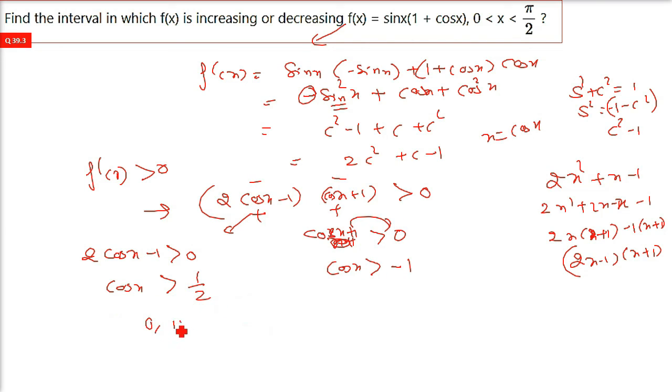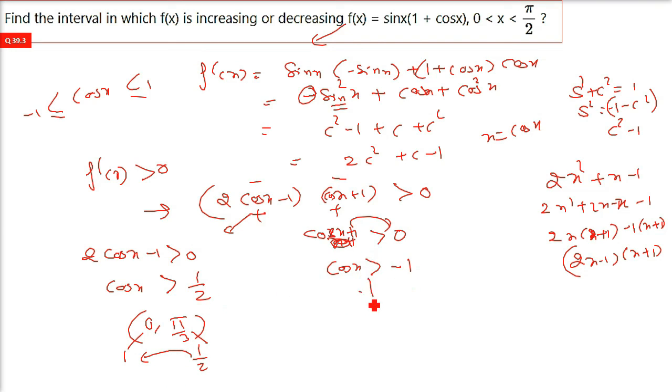Cos x value varies from where to where? It is minus 1 to 1. So if it is greater than half, it has to go from half to 1. So cos 0 is 1, cos pi by 3 is half, so the highest number is 1. So you have to start from pi by 3 and go up to 0. That is 0 to pi by 3 is the range where cos x is greater than half.